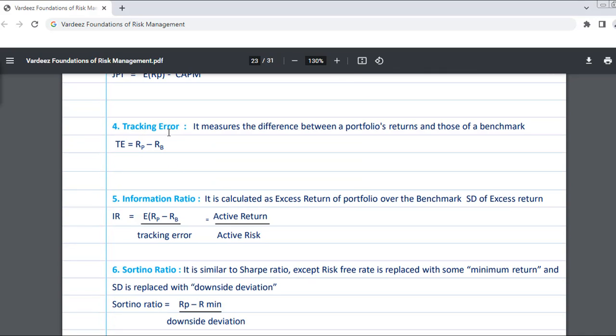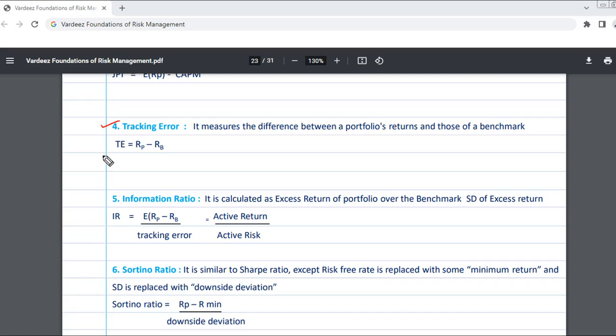Now before we talk about tracking error and information ratio, I want to touch upon the Sortino ratio. Basically, the Sortino ratio is similar to the Sharpe ratio, except that instead of the risk-free rate we have some minimum required return, and the denominator here is some downside deviation. Okay, so these things will actually be given on the exam. You just have to plug and solve the answer.